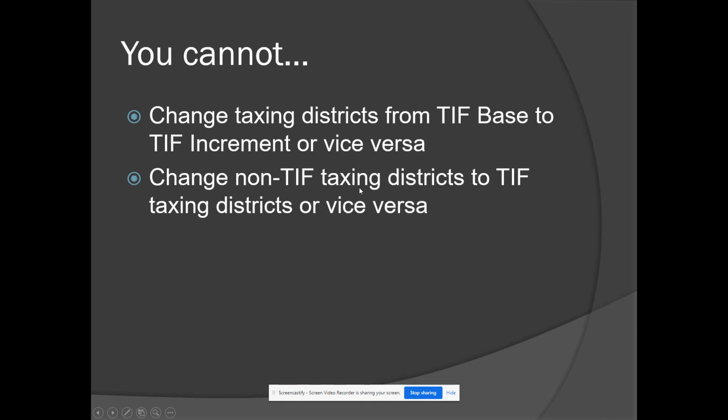A few reminders, you can't change taxing districts from a TIF base to a TIF increment or vice versa. So if in your 2019 values, tax district 123 was a base and tax district 1234 was an increment, you can't flip-flop them in the next year when you submit your 2020 values. And you can't change a non-TIF taxing district to a TIF taxing district in the next year, or vice versa. So if tax district 123 was a TIF base district in 2019 values, that tax district can't be a non-TIF district in the 2020 values. The system won't accept those kinds of year-to-year changes.